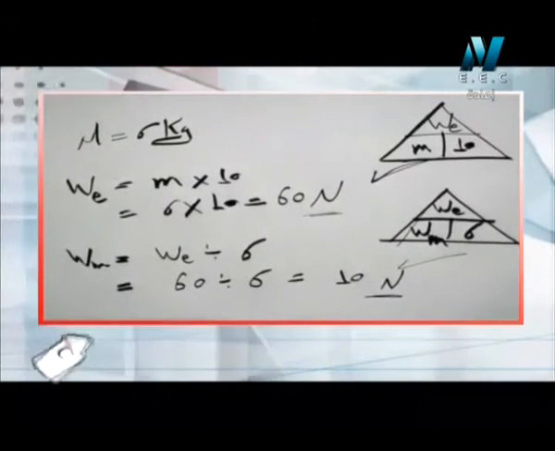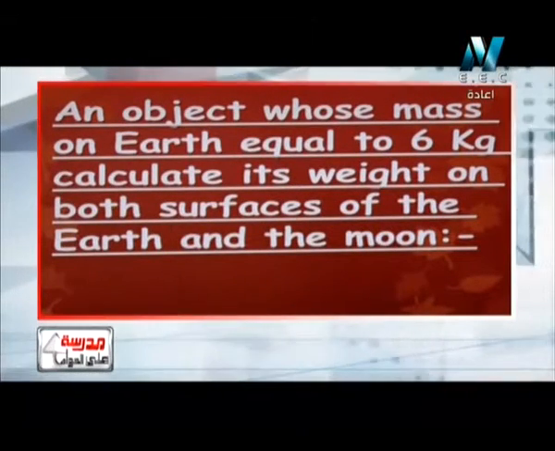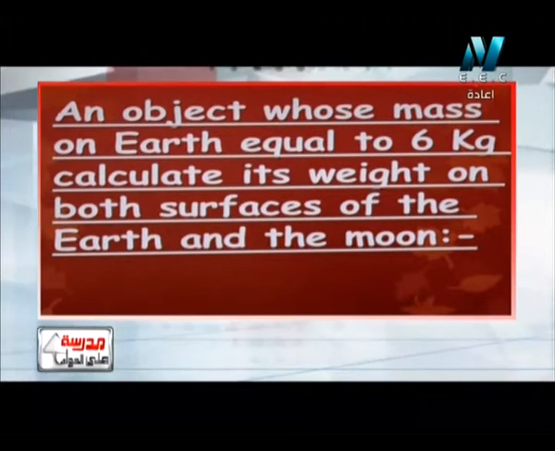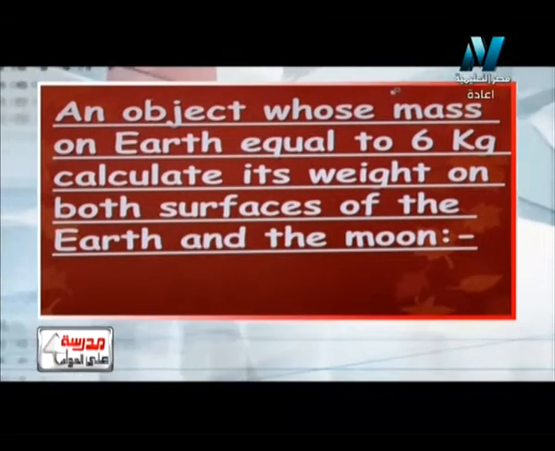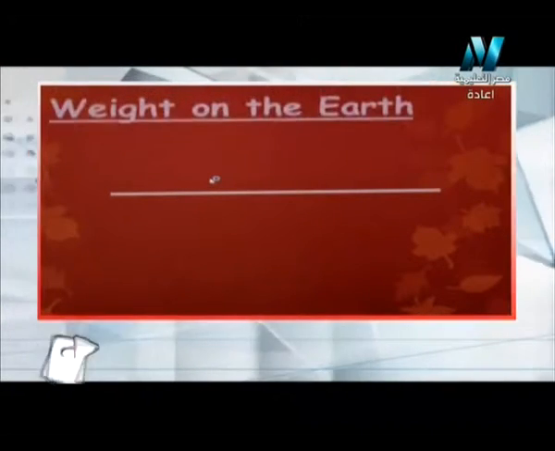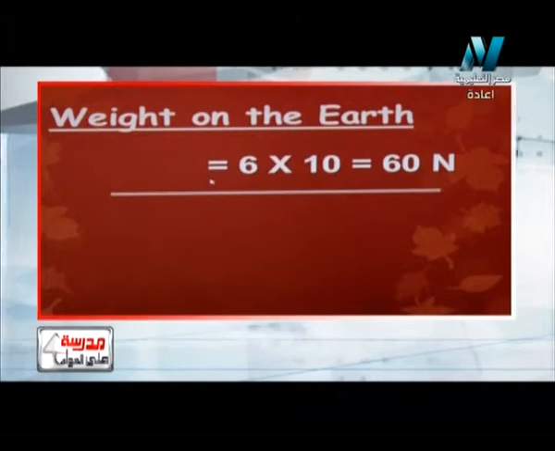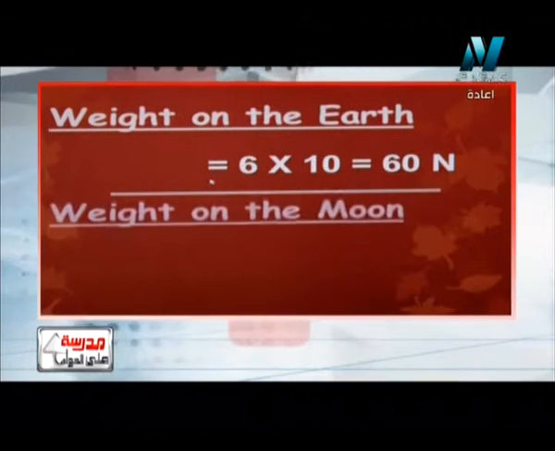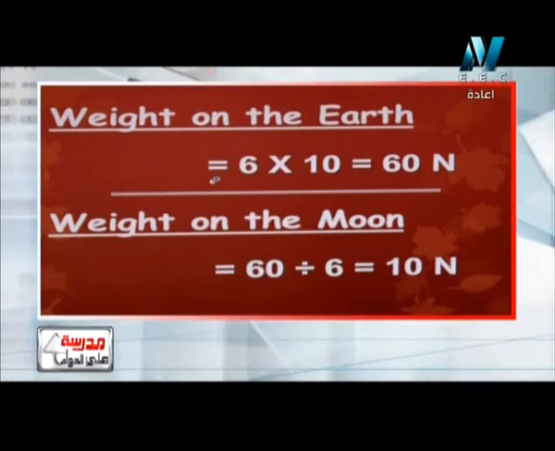Okay? So first step الخطوة الأولى هقول weight on the earth equal 6 by 10 equal 60 Newton and weight on the moon equal 60 divide 6 equal 10 Newton. So let's see the answers. نشوف الأنسر مع بعض. Weight on the earth equal 6 by 10 it will be 60 Newton. Weight on the moon equal 60 divide 6 equal 10 Newton.